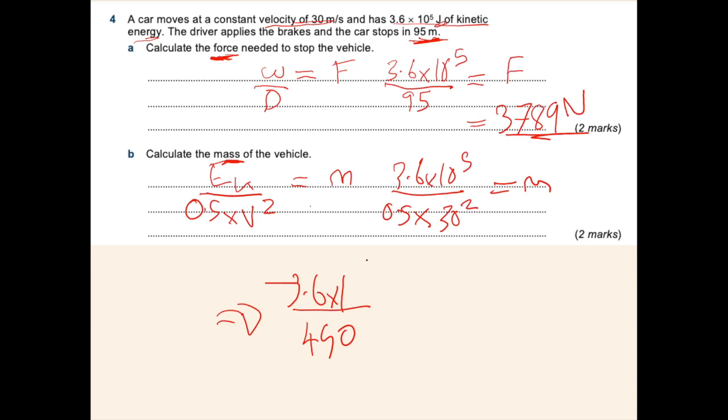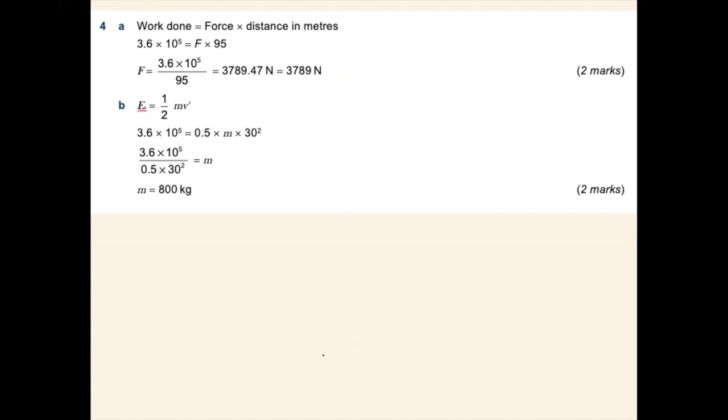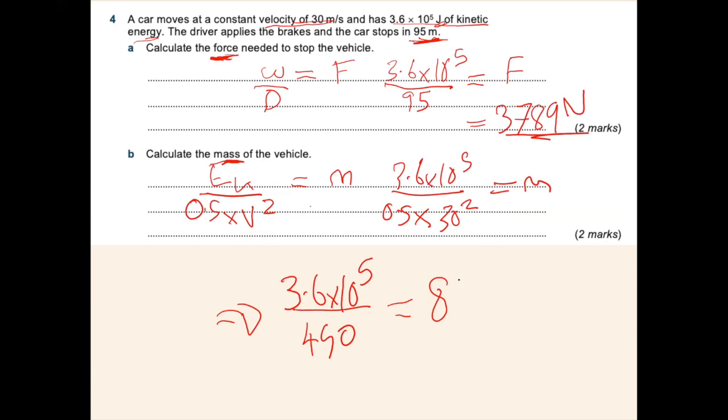Use the memory button on your calculator. Divide 3.6 times 10 to the power of 5 by 450, and when we do that, we get 800 kilograms as the answer.